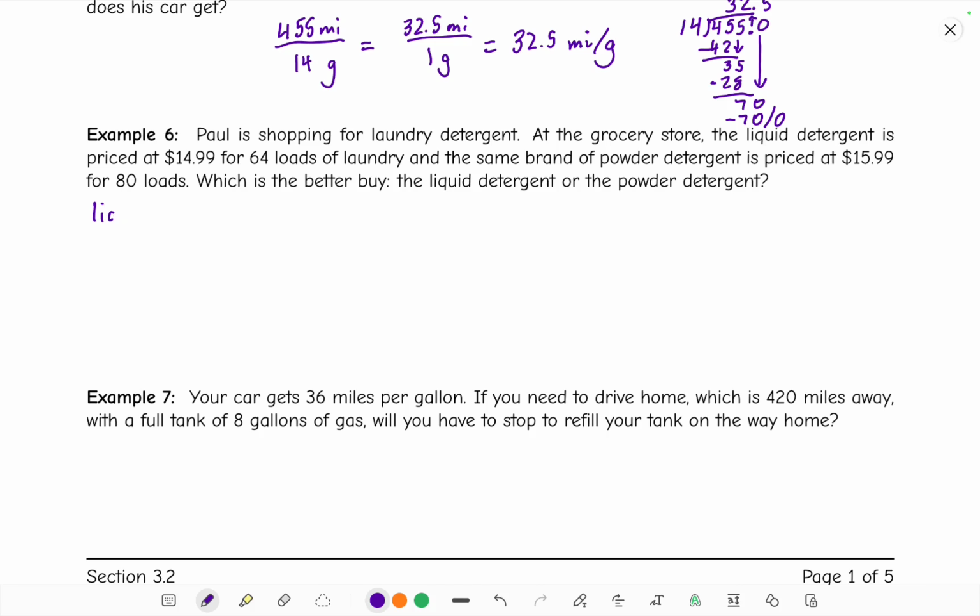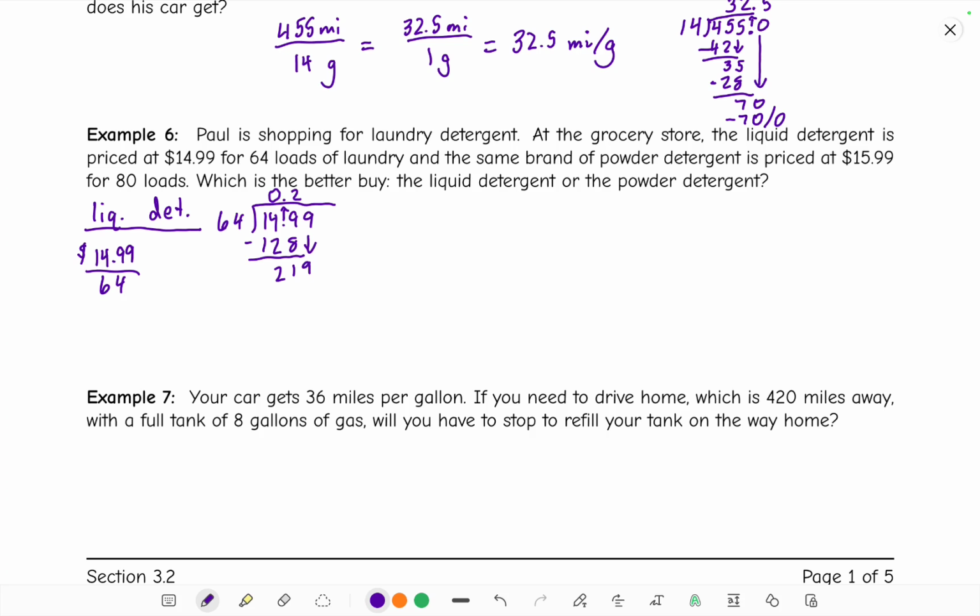So for the liquid detergent, we have that it's $14.99 for 64 loads. So that means we need to go 14.99 divided by 64. Well, 64 does not go into 14, so there's 0. Bring up the decimal point. Does 64 go into 149? Yes, it goes 2 times. 2 times 64 is 128. Subtract. Get 21. Bring down the 9.